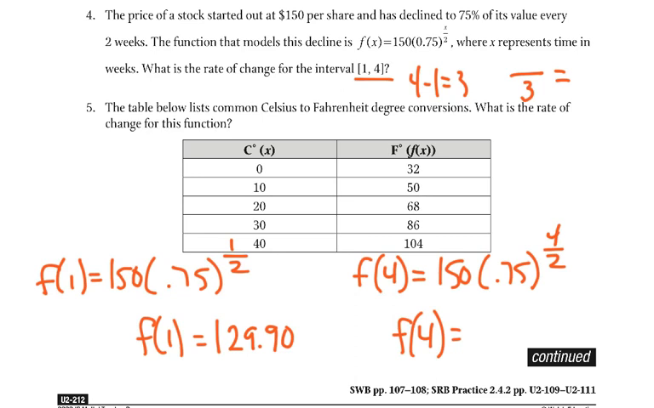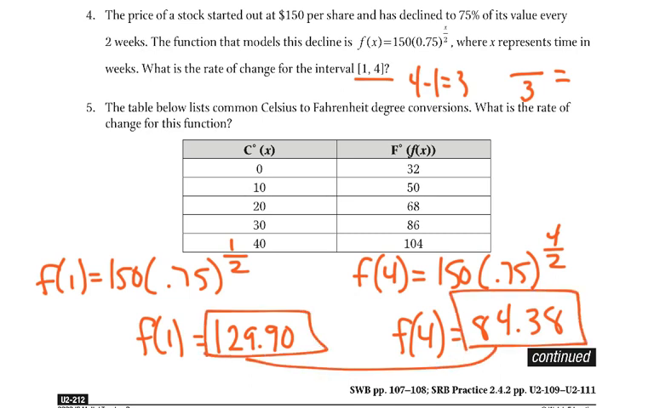I get 84.38. Okay, so then I'm going to take 84.38 and subtract 129.90 because 84 is further along. And this is declining, so it should be negative, should be going down. So we get negative 45.52, which then we divide by 3, and we get negative 15.17 or 0.18, depending on how you round it.